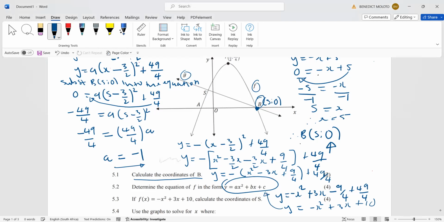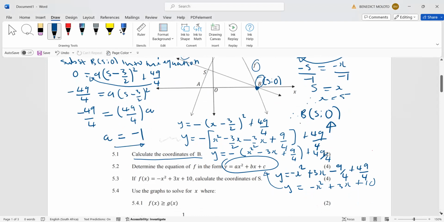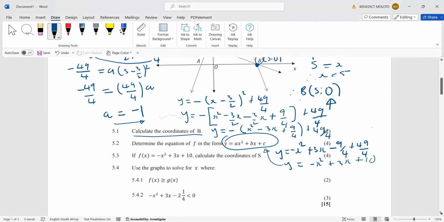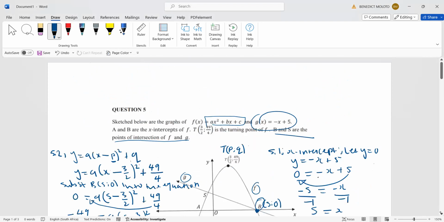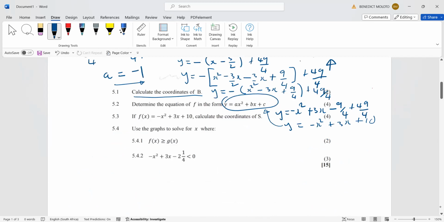Then this other question, 5.3: if f of x is equal to this, calculate the coordinates of S. Then this one we can find using the same approach.